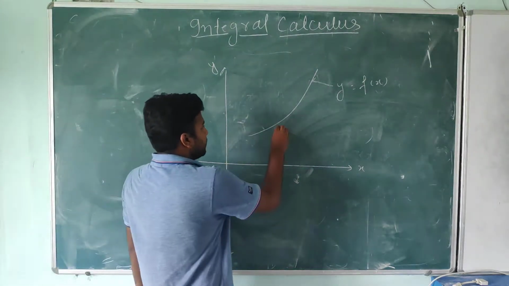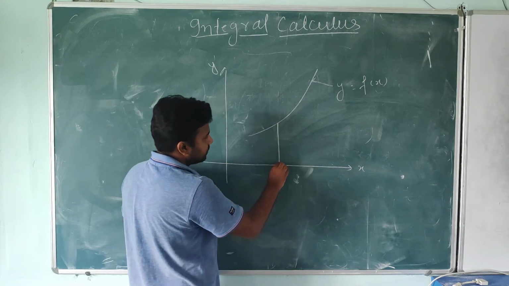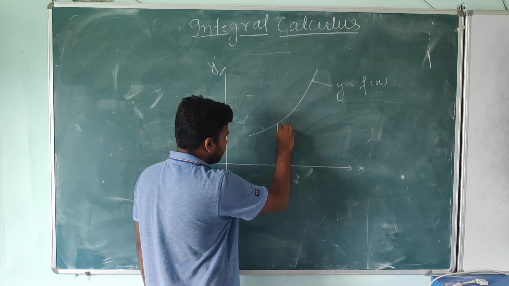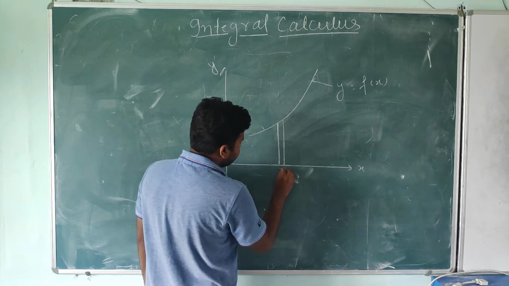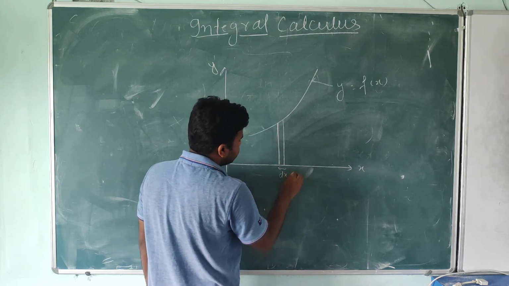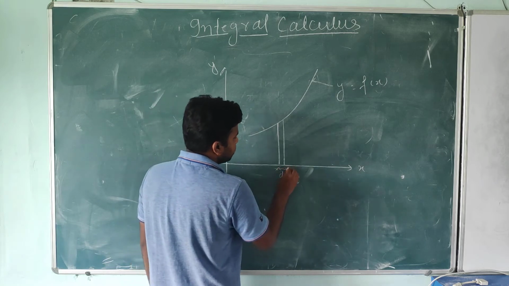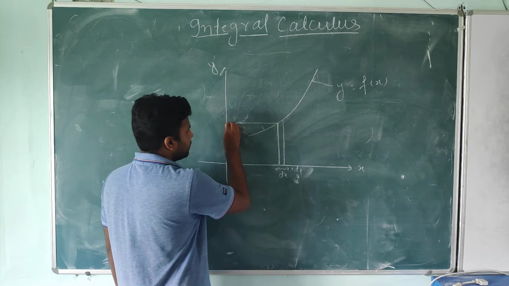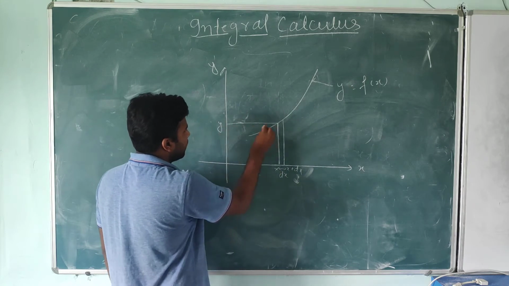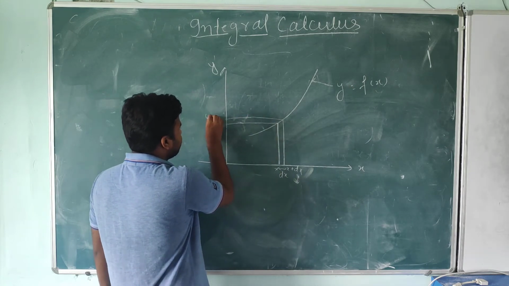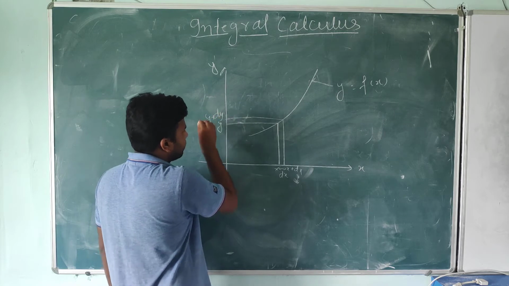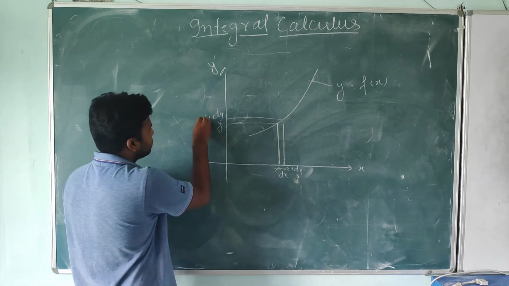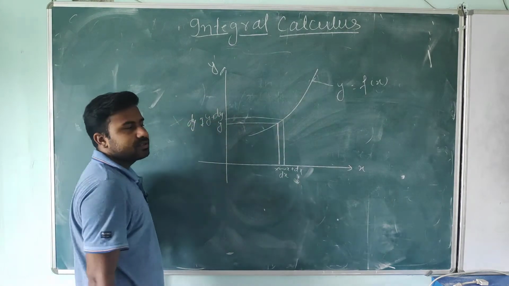Okay, and here, students, look at this one. If I am considering this, it is a very small distance. I am assuming it's a dx. It's x, and it's x plus dx. Here at x you will get y, and here you are getting y plus dy. It means this one is dy, students, is it or not?